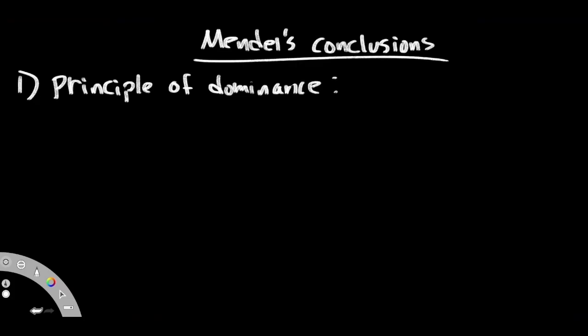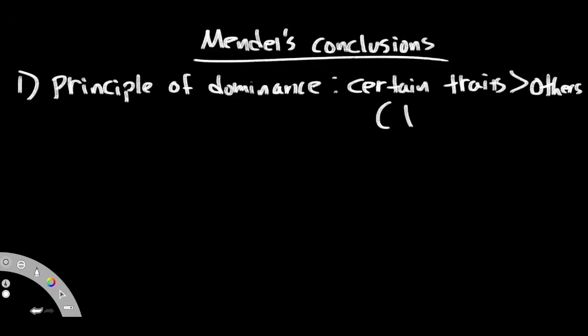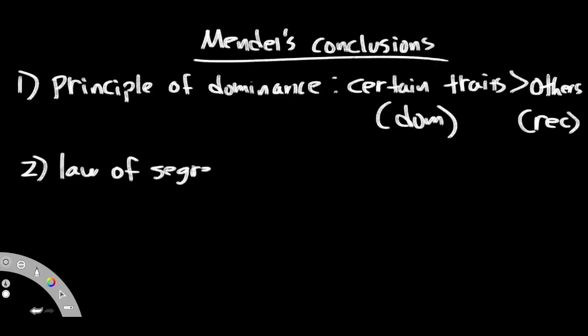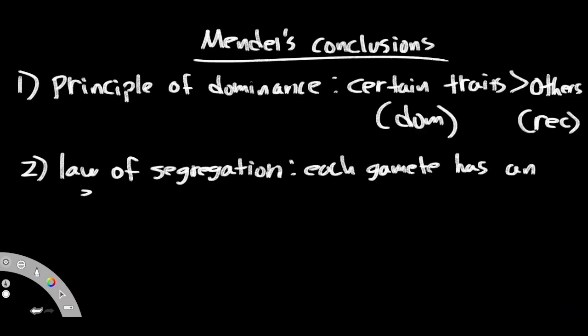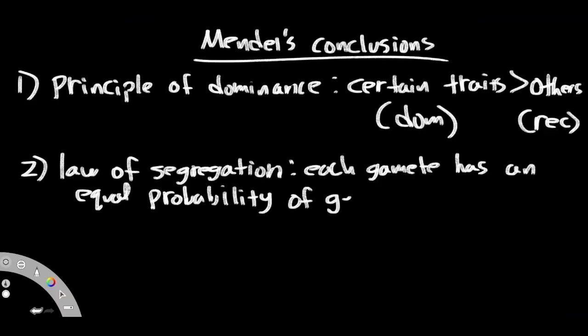What I just reiterated, certain traits are dominant over others. All right, so dominant, obviously greater than recessive alleles. The second one is the law of segregation, which states each gamete has an equal probability of getting a particular allele.